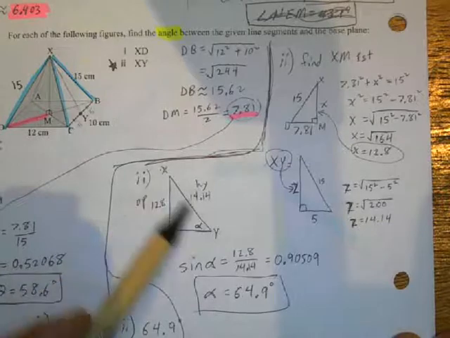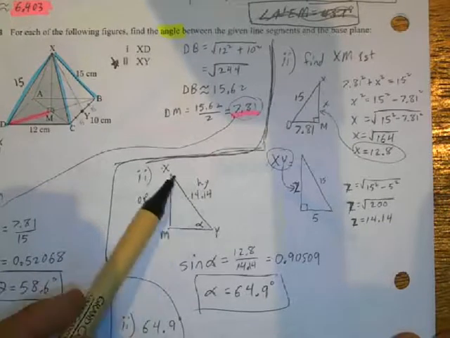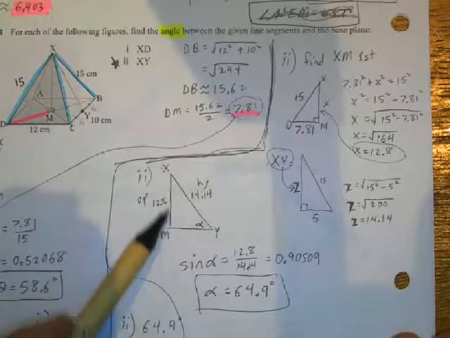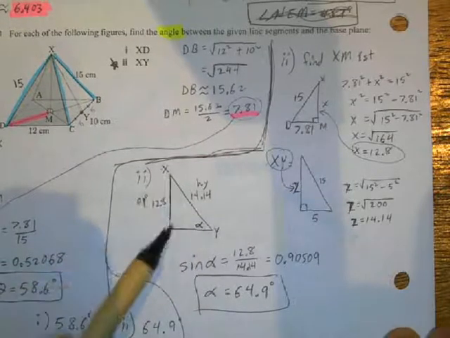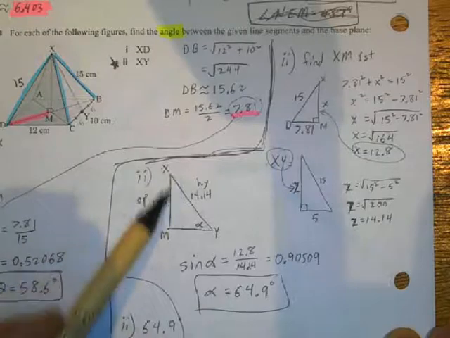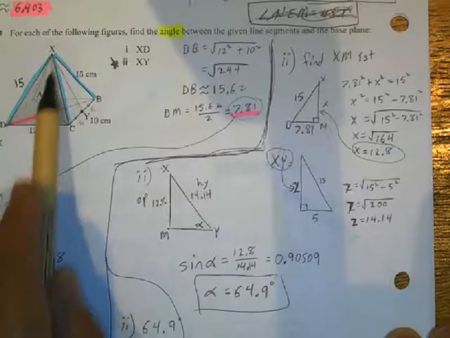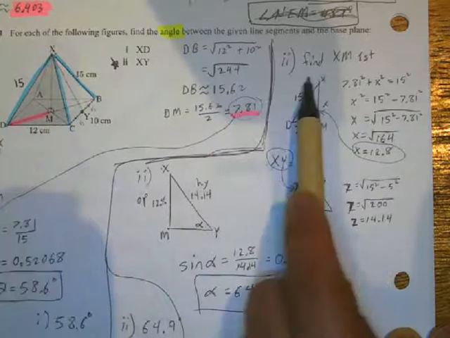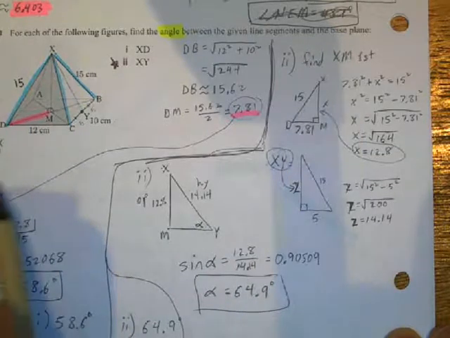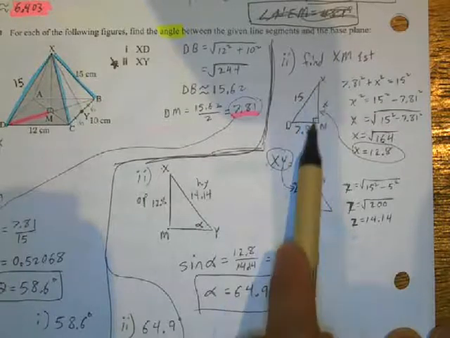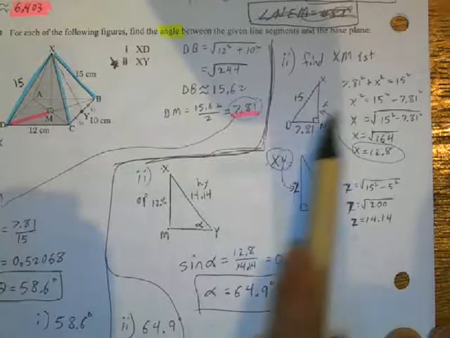So I don't know the length of XY, and from X to M, we don't know that length either. So the first thing I did is I found the length of X to M. We knew from this previous picture that this was 15 and this was 7.8. So I figured out the height, XM, using the Pythagorean Theorem.